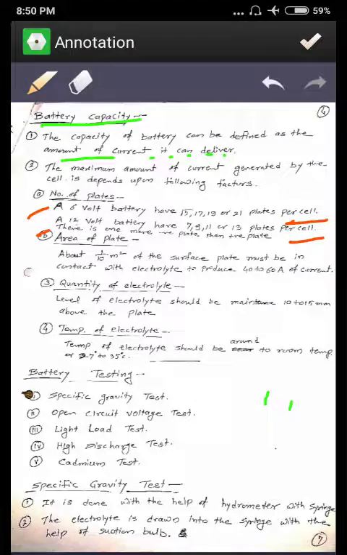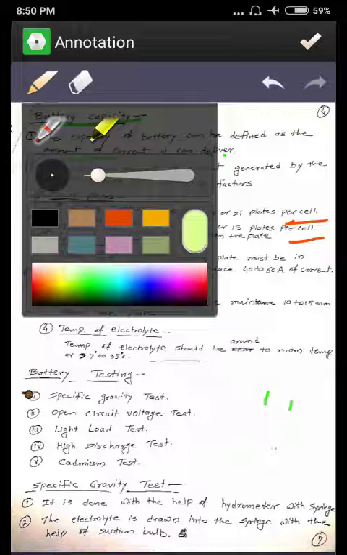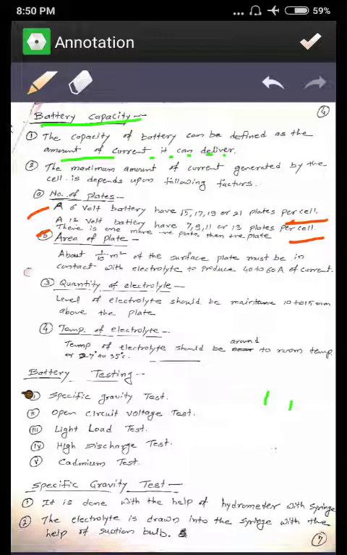But if you observe here, the battery is 6 volt and the number of plates are 15, 17, 19 or 21. On the other hand, the capacity of the other battery is more, but the number of plates is quite less when we compare both of these. This is quite contradictory, but the logic for this lies in the second point, that is area of plate.